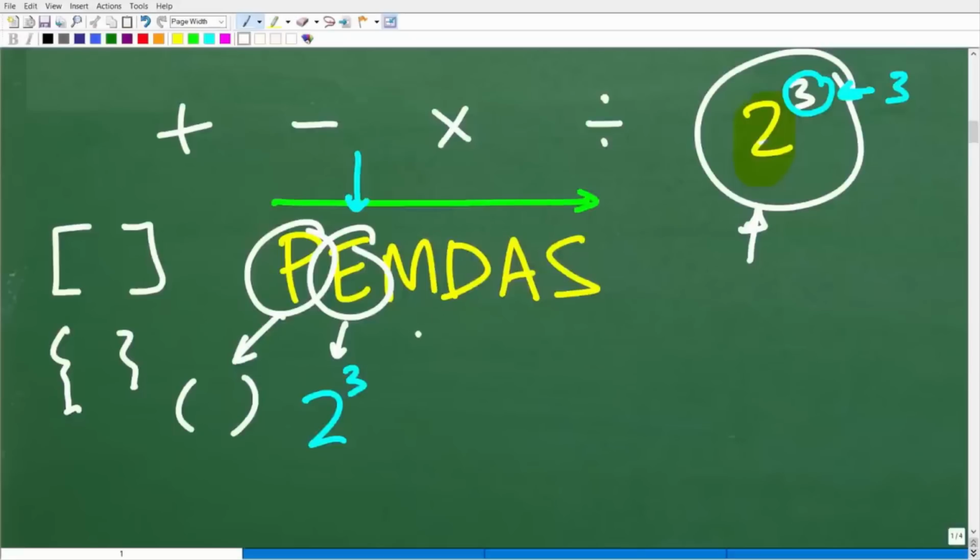So M stands for multiplication, D stands for division, A stands for addition, and S stands for subtraction. Now, most of you might be saying, okay, Mr. YouTube Math Man, I know what you're going to do. We're going to do all the multiplication next, and then after all multiplication is done, we'll move on to division and then addition and subtraction. And that makes sense, especially the way I'm explaining it, but that's not the way it works.